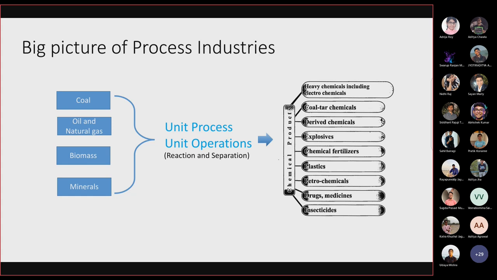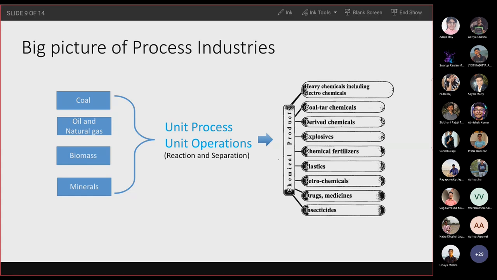What are the major things in chemical process industries? The chemical process industry contains unit processes and unit operations. That is reaction and separation. In a broad way, reaction and separation. And we produce various chemical products like heavy chemicals, coal chemicals, explosives, plastics, petrochemicals, drugs, insecticides, whatever I showed, whatever we all know. These chemical products can be further converted to the commodity products. So the major role is chemical process industries. This is where we are. The process engineer looks after these various types of unit processes and unit operations.